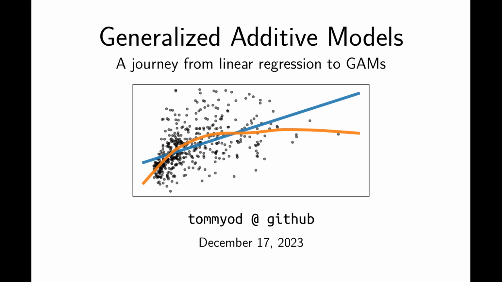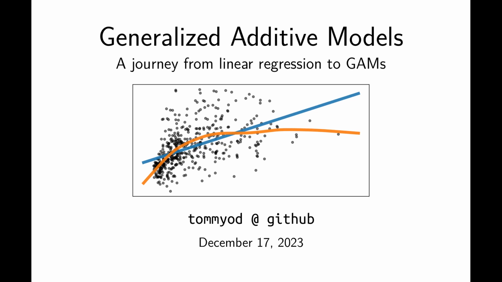So what's a generalized additive model, or a GAM? It's essentially the orange line we see here. We're going to go away from linear regression, where we have linear functions, and have these functions that are more wiggly. It's a semi-parametric model that I believe is underused.